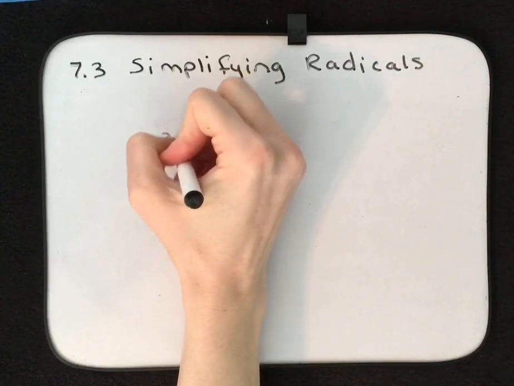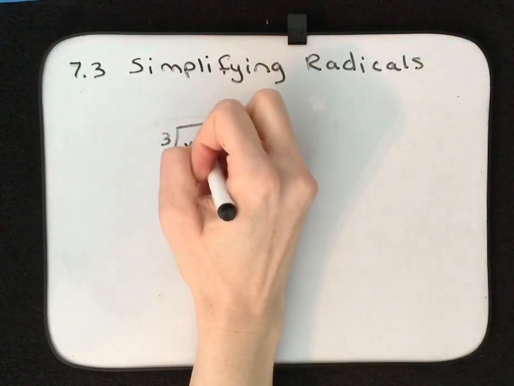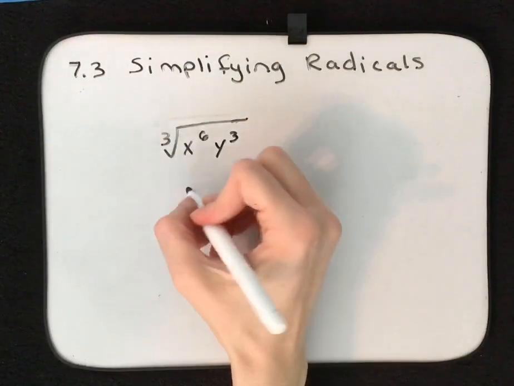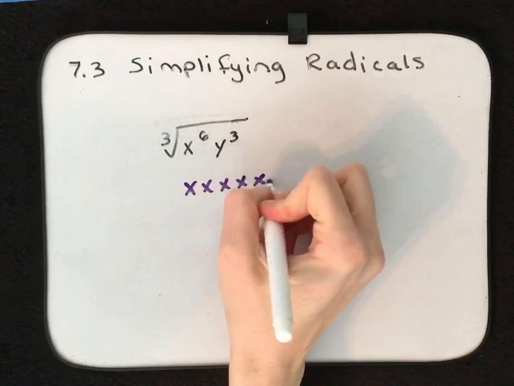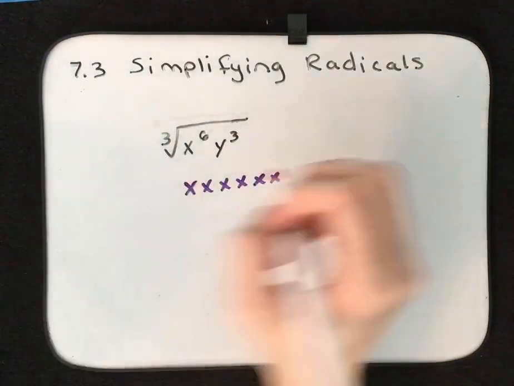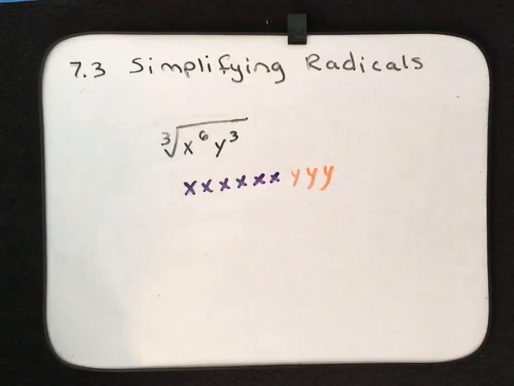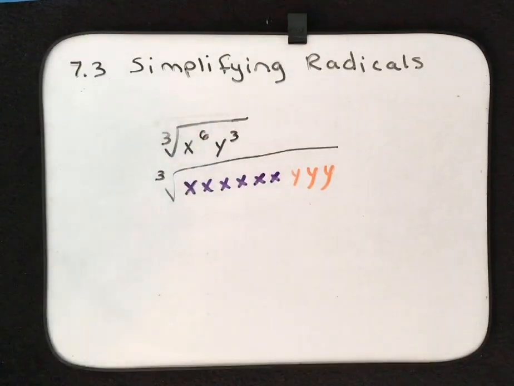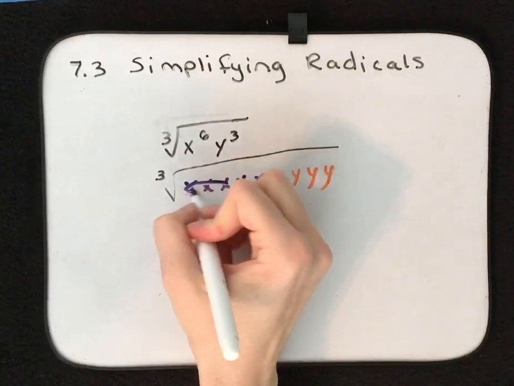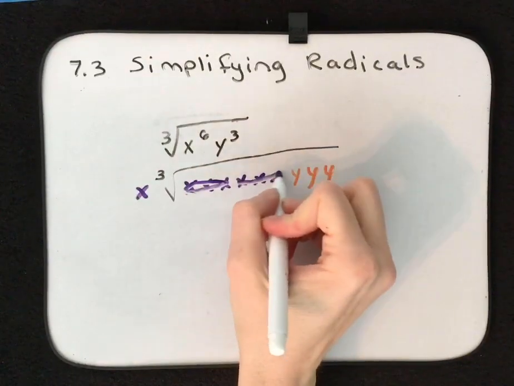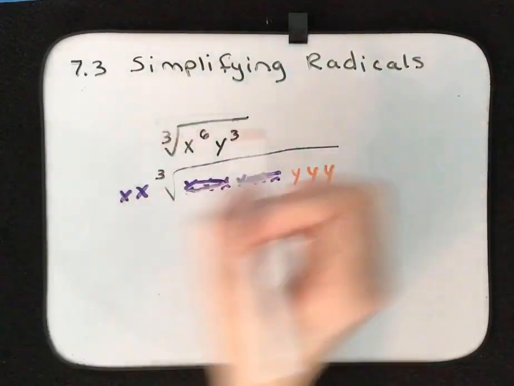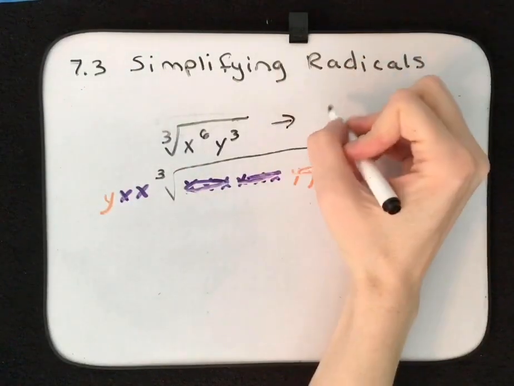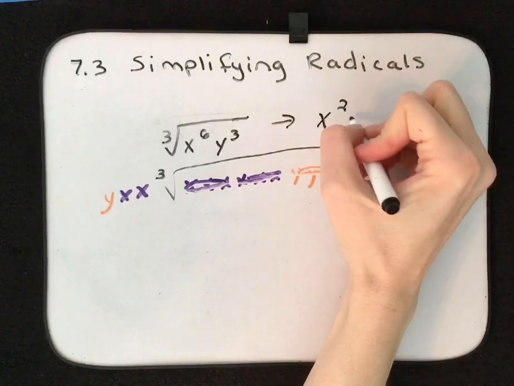This time we have a cube root. X to the sixth, y to the third. So that would look like x times itself 6 times, and then y times itself 3 times, all under the cube root. It's a cube root, so this time we would look for groupings of 3. For every 3, you can pull 1 out. So this would simplify to x squared y.